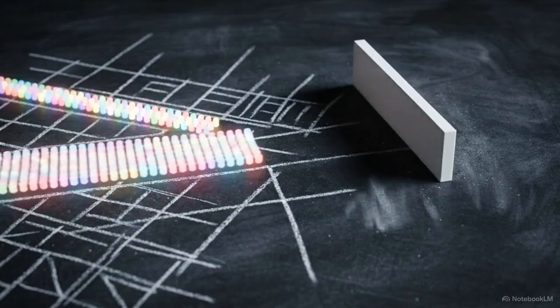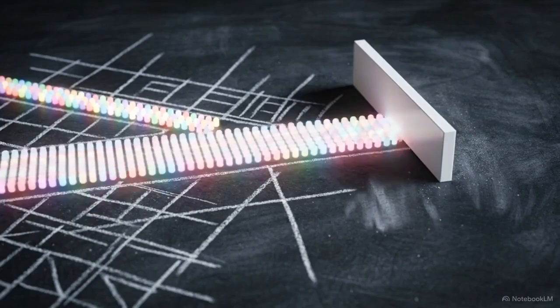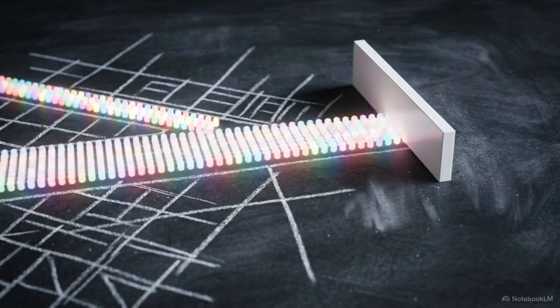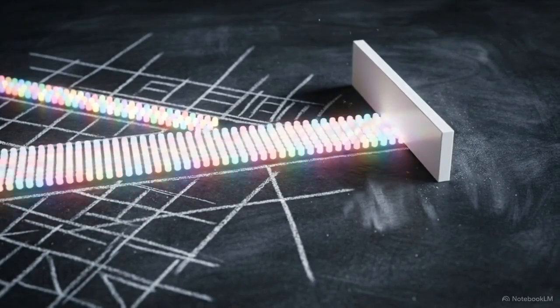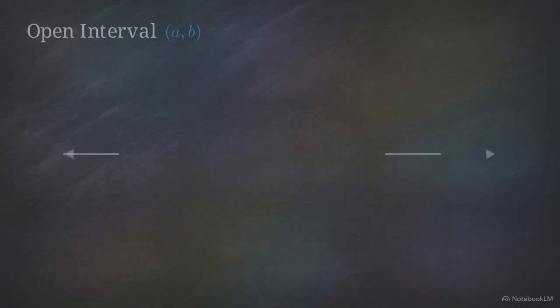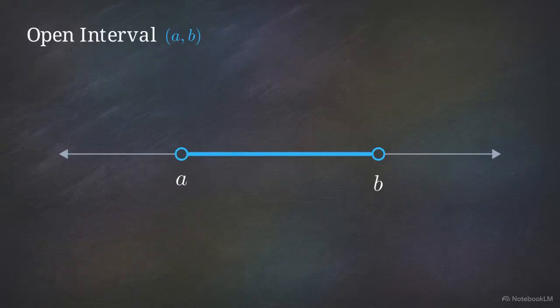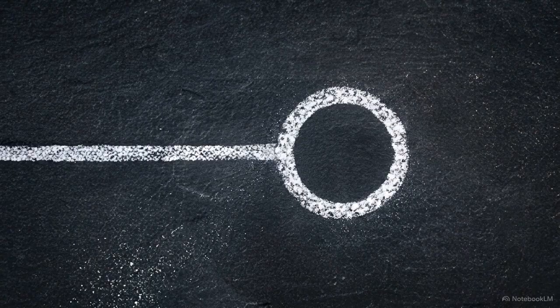Finally, we examine continuous intervals to see exactly how strict mathematical boundaries affect the underlying laws of point accumulation. Take an open interval from A to B. In this set, the boundary points are specifically excluded. We must determine if these excluded boundaries still function as limit points for the interval.